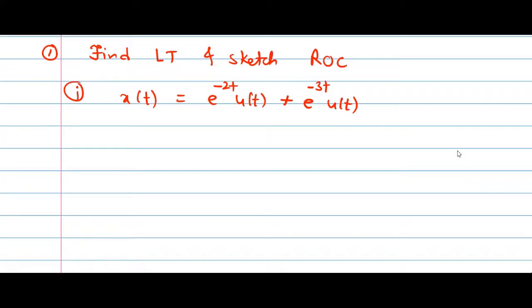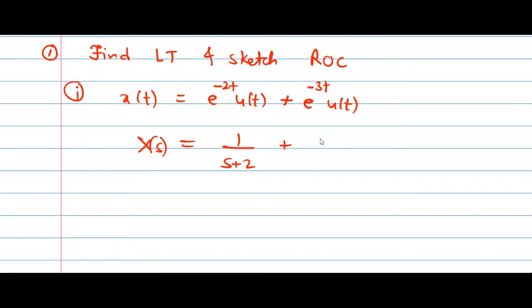Now let's look at some basic questions. Find the Laplace transform and sketch the ROC. Number 1, x of t equal to e raised to minus 2t U of t plus e raised to minus 3t U of t. We have to sketch the ROC also. Okay. So X of s will be its Laplace transform. e raised to minus at U of t has Laplace transform 1 upon s plus 2.